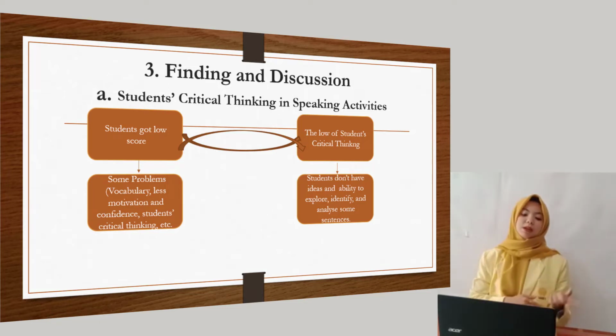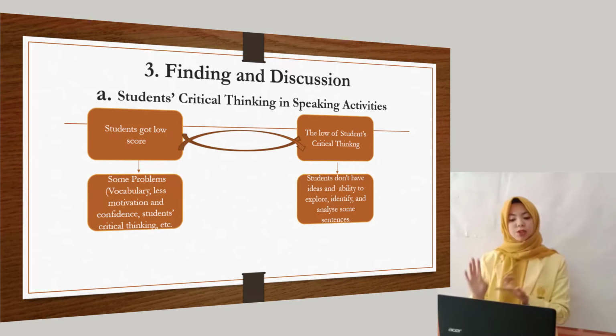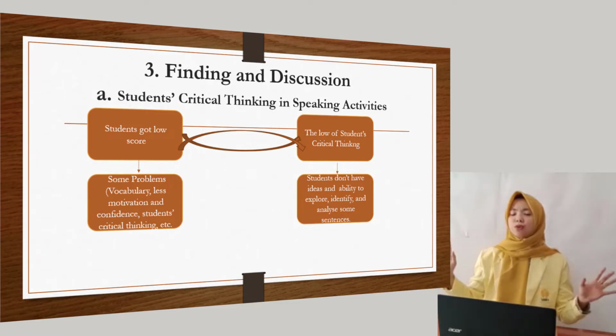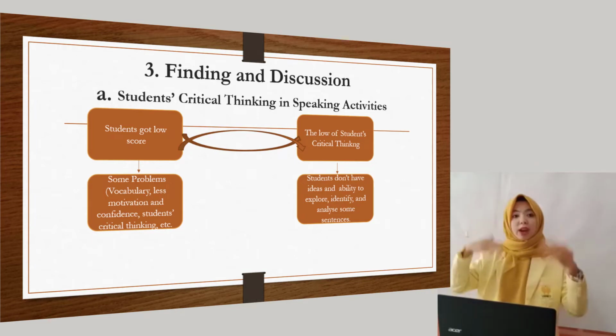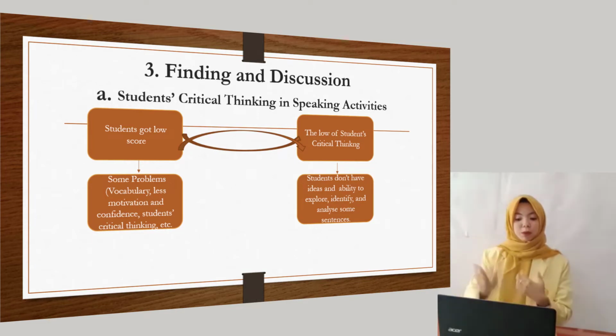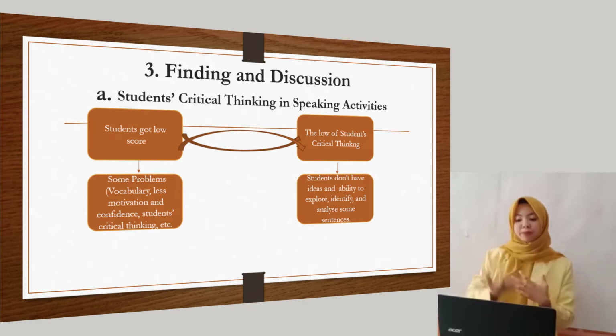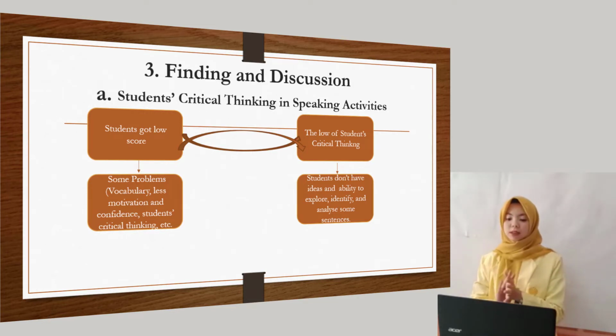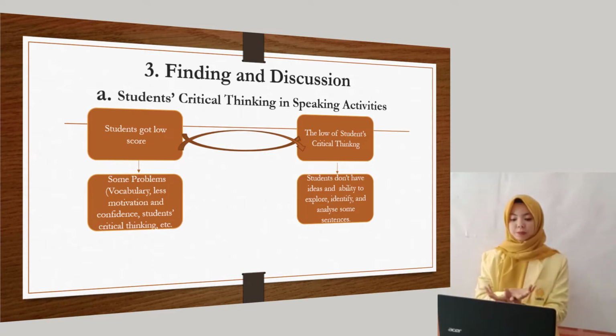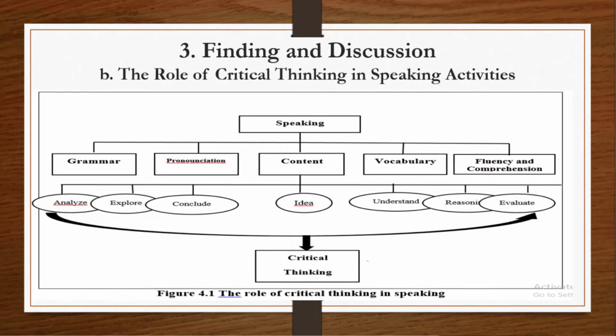Students got low scores caused by some problems such as vocabulary, less motivation, confidence, and students' critical thinking. There's not enough preparation. They don't have enough knowledge to speak more, and also the low critical thinking is shown by students not having ideas and the ability to explore, identify, and analyze some sentences. And all of these results can be taken from observation, interview, and also literature review. Okay, speaking test also.